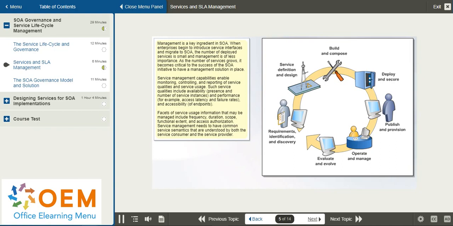Facets of service usage information that may be managed include frequency, duration, scope, functional extent, and access authorization. Service management needs to have common service semantics that are understood by both the service consumer and the service provider.